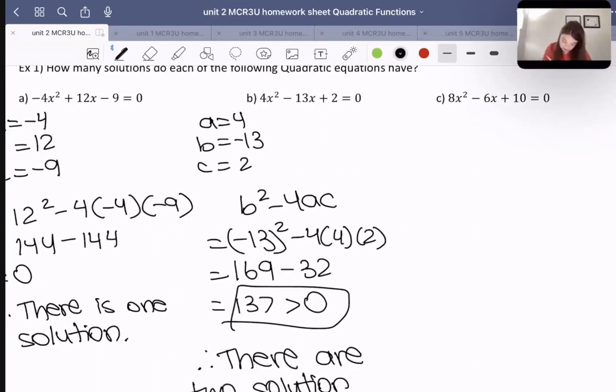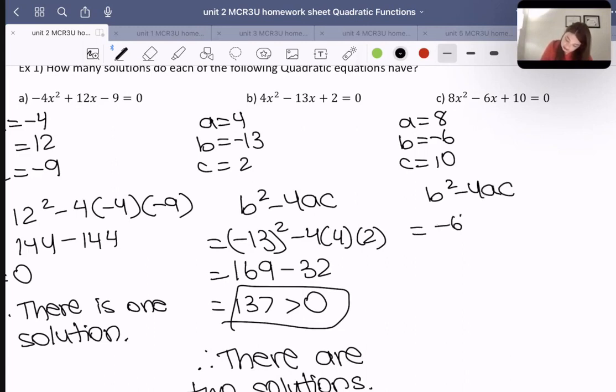We've done one solution, two solutions. Let's see if this one's 0 solutions. I'm not sure. We'll find out. a equals 8, b equals negative 6, and c equals 10. So b squared minus 4ac is equal to negative 6 squared minus 4ac. Okay, yeah, this looks like it will be no solutions, because here we get 36, and then minus 8 times 10, which is 80, times negative 4, which is 320.